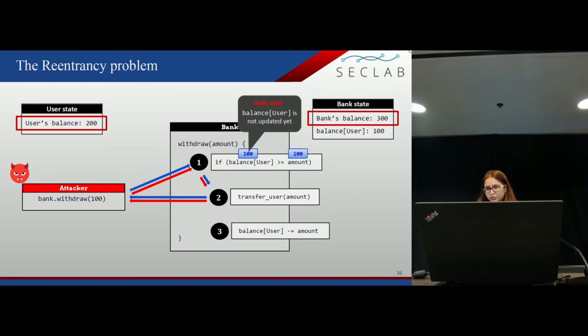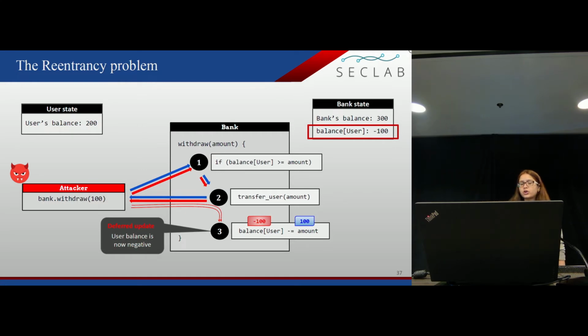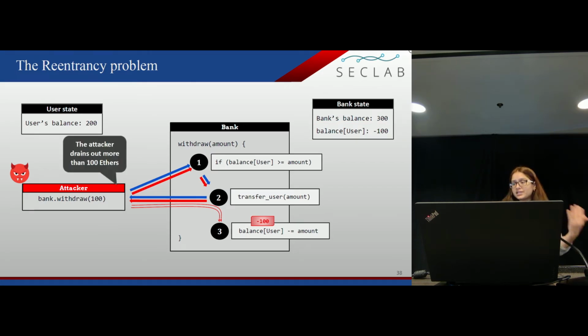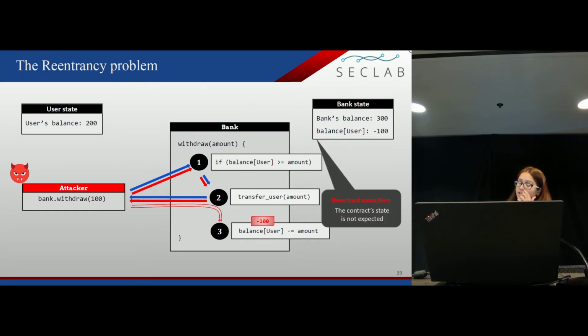Therefore, the withdrawal will go through, and the bank balance will be reduced to 300, and the user contract balance will be increased to 200. However, the account balance of the user is still 100. After both the transfer calls return, the bank will finally update the account balance of the user. However, it is too late, and the account balance of the user is already negative. So in this case, as we can see, the attacker finally could drain out more than 100 ether, though she only had 100 ether as her account balance. So this is an example of reentrant execution, and the final contract state is exactly not what we expect here.